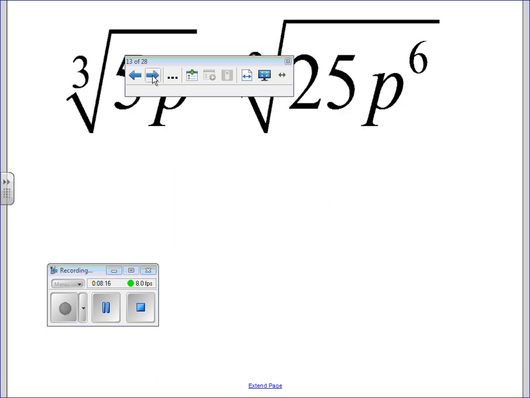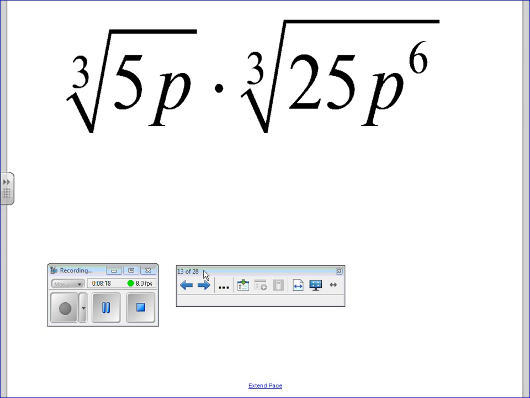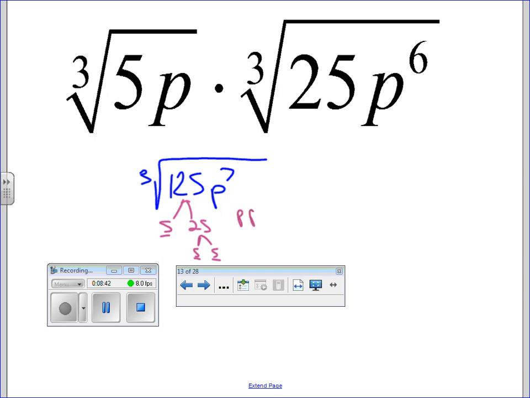Okay, if you look at the next one, we've got the cube root of 5p times the cube root of 25p to the 6th. So same index, both are possible. It's going to become the cube root of 125p to the 7th. Now it's really nice if you recognize 125 is a perfect cube. So I know the cube root of 125 is actually just 5. But if you don't know that, break it down. 5 and 25, 5 and 5. P to the 7th is p, p, p, p, p, p, and another p.